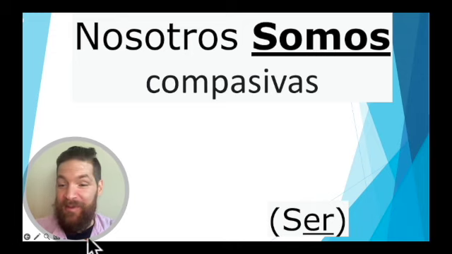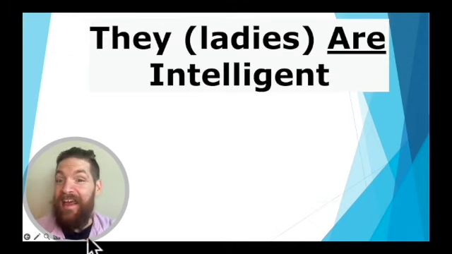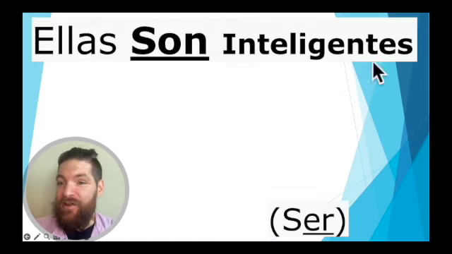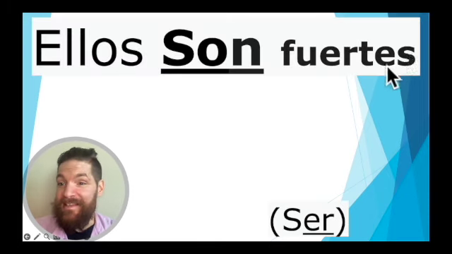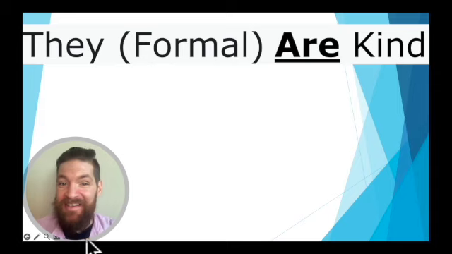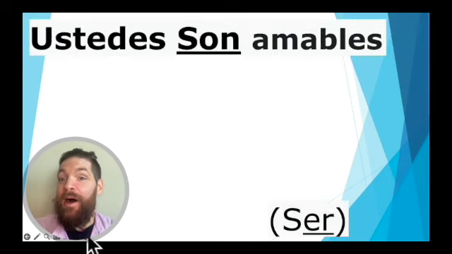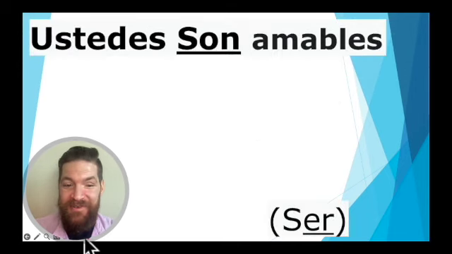See how this is pretty wild for the nosotros, right? So it's irregular throughout, but it's commonly used, this verb. They, ladies, are intelligent. Ellas son inteligentes. Notice how intelligent is plural because there's two, obviously, maybe there's more than one lady. So it's ES. You want to make sure to put the S on the descriptive word. Perfect. So they, guys, are strong. So remember we had fuerte. So this time it's ellos son fuertes. Notice that plural. Awesome. They are kind. Ustedes son amables. Awesome. You guys are doing great.